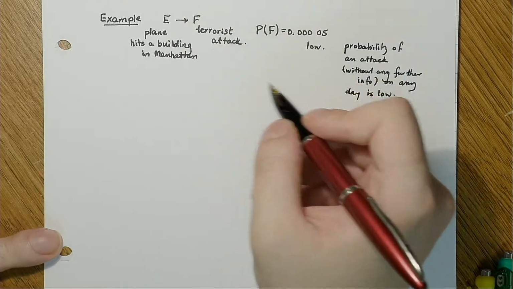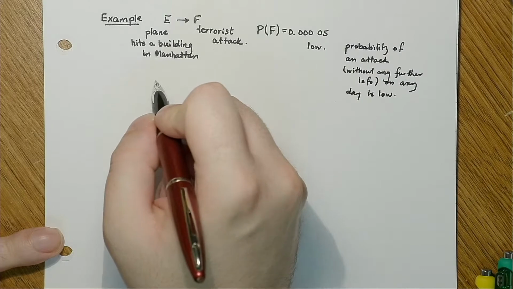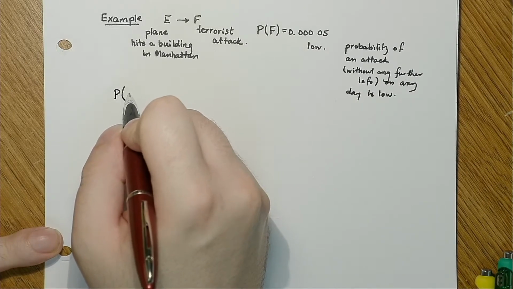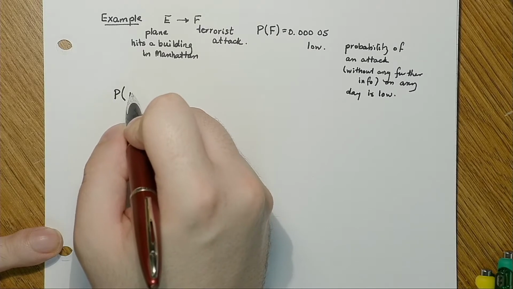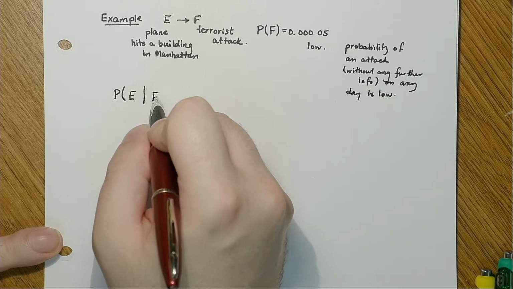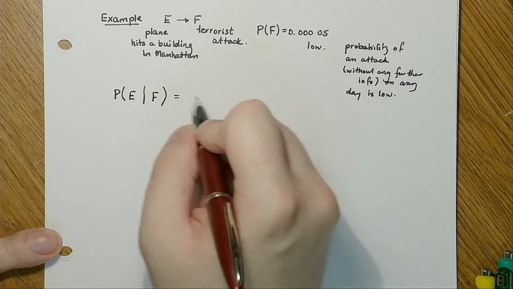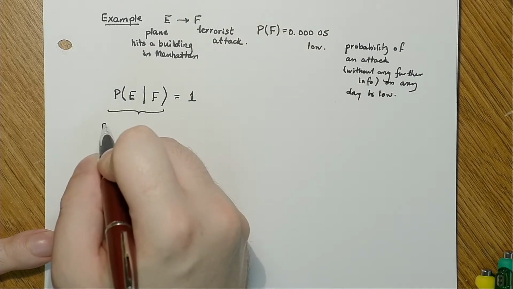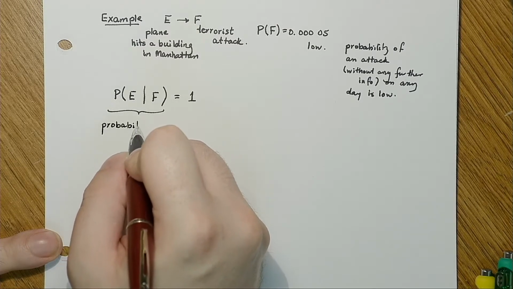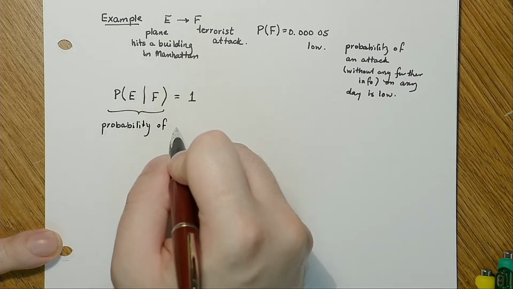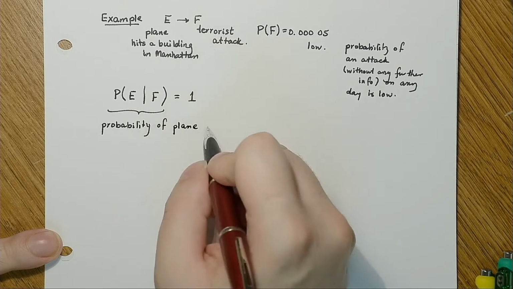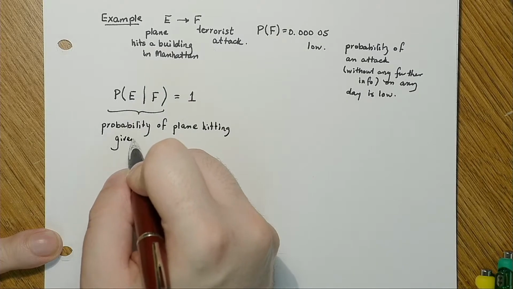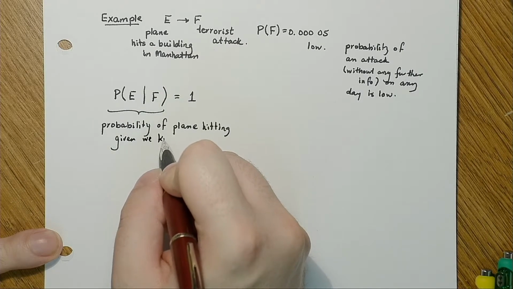Now the next thing that we can do is, what about the probability of plane hit, given that there's a terrorist attack, and we'll say that this is almost with certainty. So what this is saying, probability of plane hitting, given we know there's an attack.